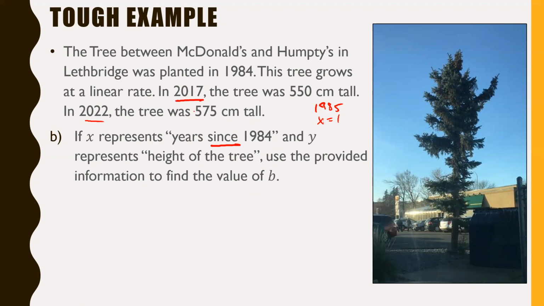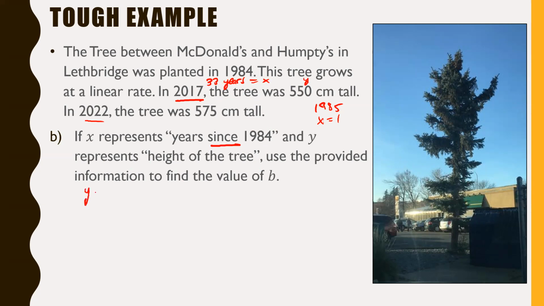Think about it this way. 2017, how many years was that since 1984? Well, you can find that just by subtracting these two, right? So 2017 minus 1984, if you throw that in your calculator, you're going to see that's actually 33 years since 1984. So in this one, we can say X is 33 years. Now, Y in this case, when X is 33, Y was just straight up 550.